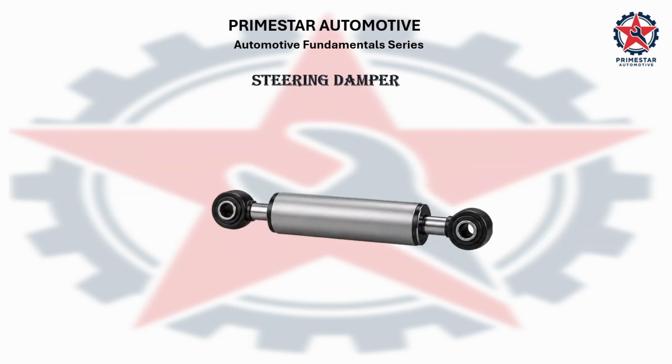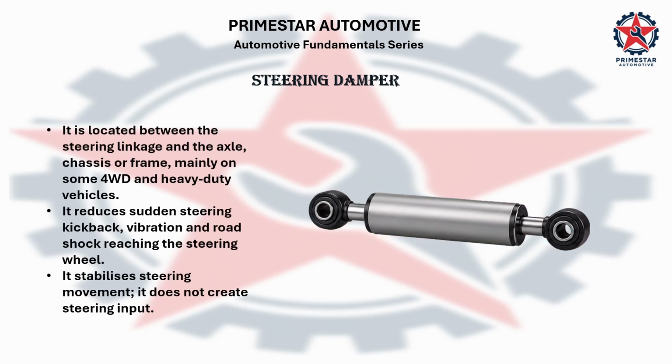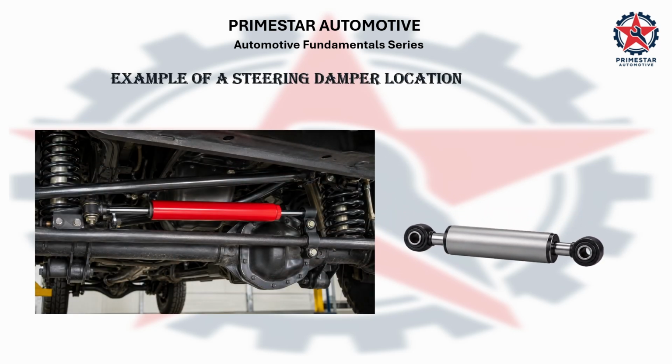Next is a steering damper. It resembles a small shock absorber. The steering damper is commonly located between the steering linkage and the axle, while in some other four-wheel drive and heavy-duty vehicles, it is located on the chassis or frame. The steering damper's job is to reduce steering kickback, vibration, and road shock. Our example here shows one typical steering damper location on a four-wheel drive vehicle. The exact mounting position will vary between vehicle manufacturers and designs.